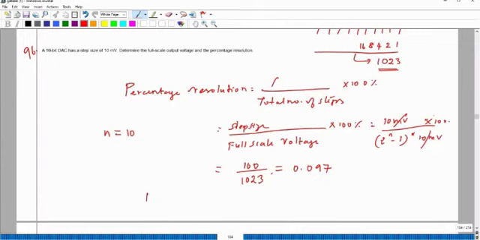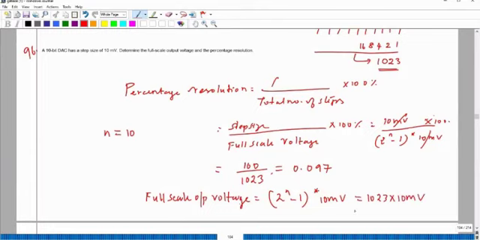Next, full scale output voltage. The full scale output voltage is the denominator value. So what is the denominator value? The denominator value is (2 power n minus 1) into 10 millivolt. So 1023 into 10 millivolt. The answer is 10.23 volt.